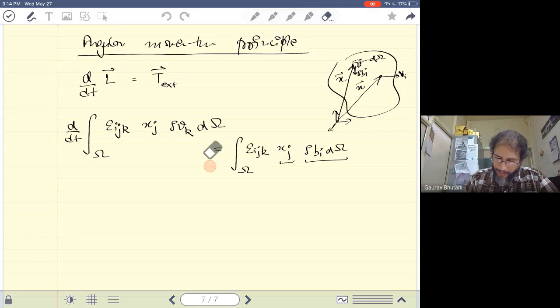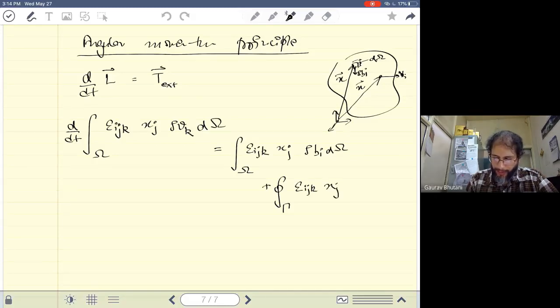And then the second term will appear because of the surface forces, which we integrate over the complete surface, the enclosing surface of the volume omega. This again becomes epsilon ijk xj, and then this, as you know, is the traction times d gamma. So this is our angular momentum equation.